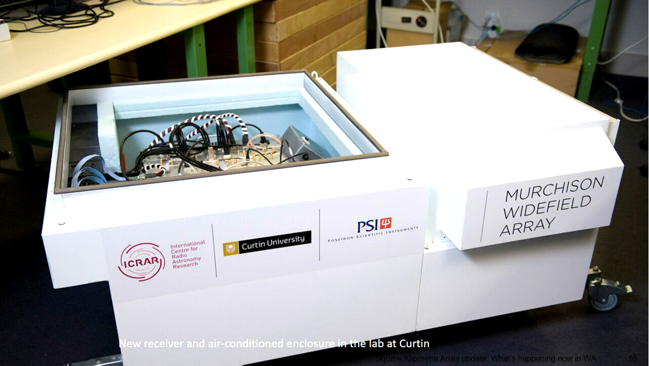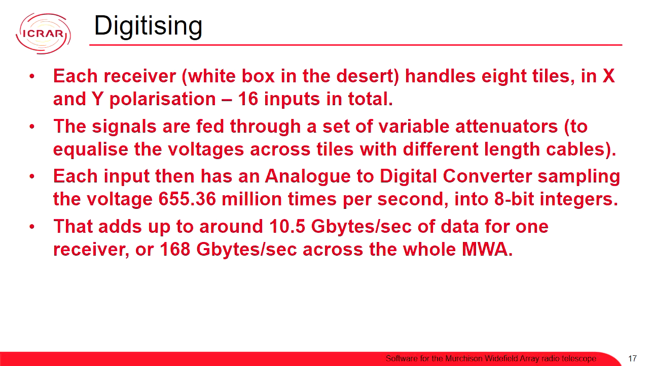So the digitizing happens in one of these boxes. We have 16 of these boxes in the desert. Each one of them has cables running to 8 tiles. And it is a bunch of custom electronics. So each receiver feeds the signal through a set of variable attenuators. We want to be able to control the voltage. We don't want to saturate the A to D converter.